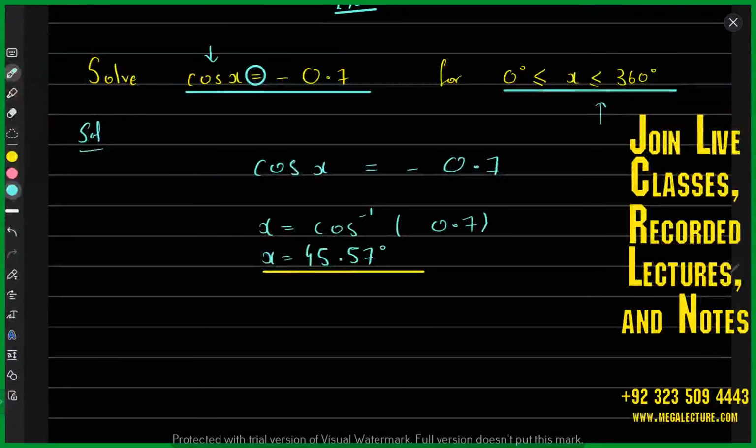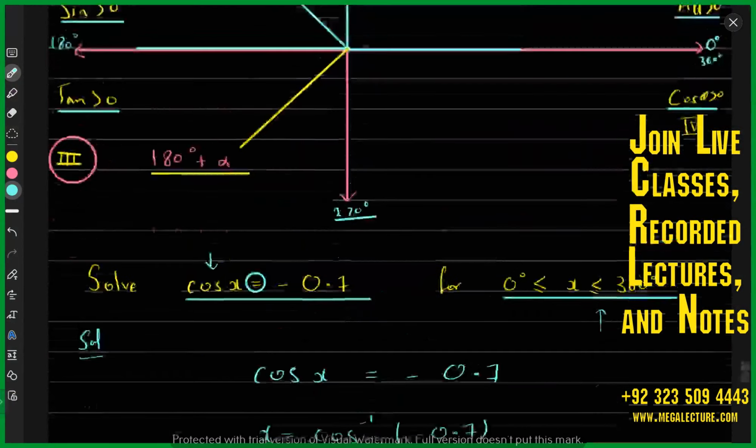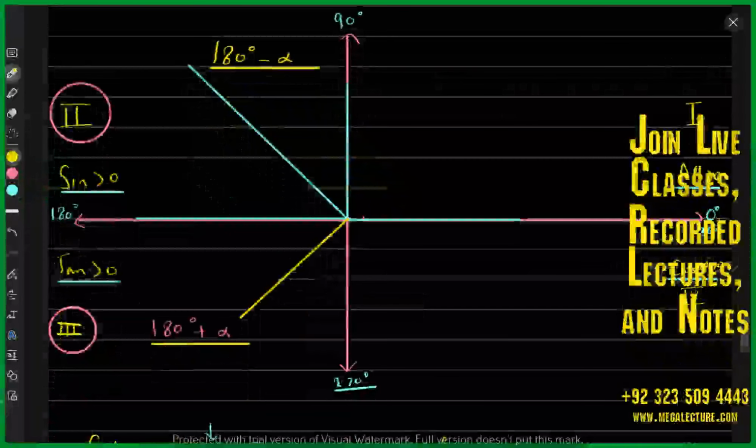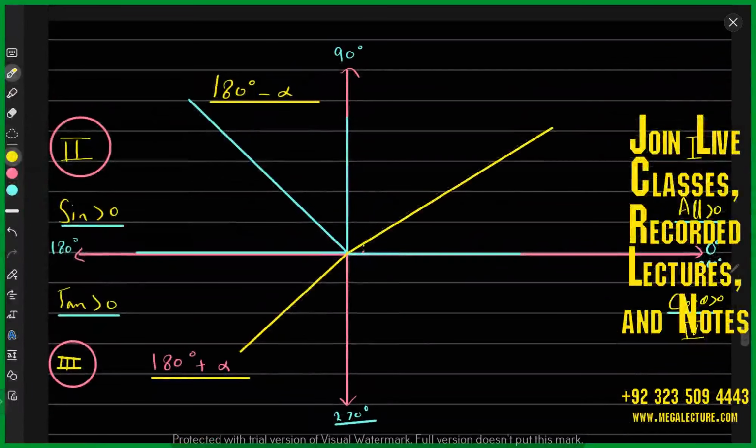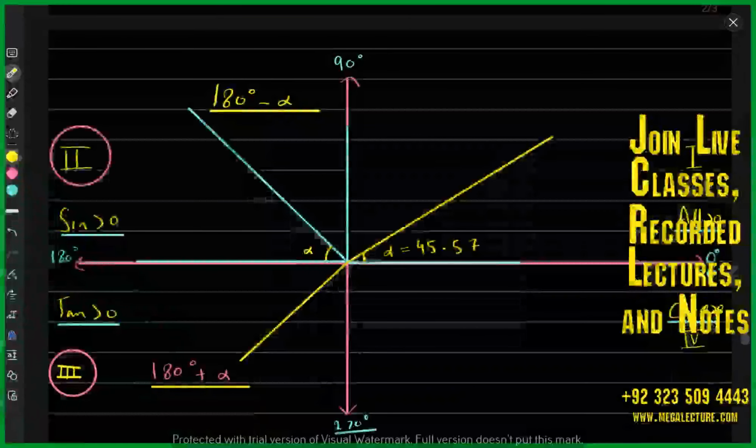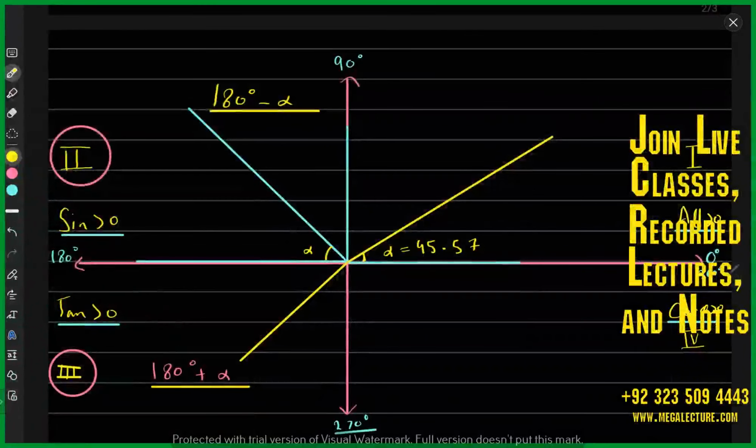45.57 degrees. So are we done? No, we are not done. This 45.57 is basically lying in the first quadrant, so this is your alpha. Whatever angle you get, if it's acute, that is going to be your alpha, and alpha has turned out to be 45.57. If this is alpha, this is also going to be alpha, and the value of alpha is going to be the same.